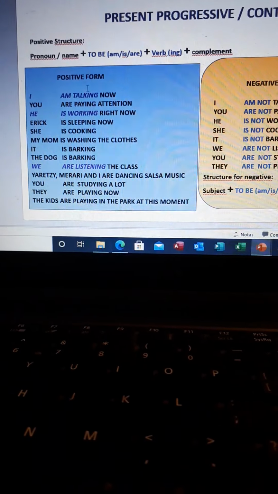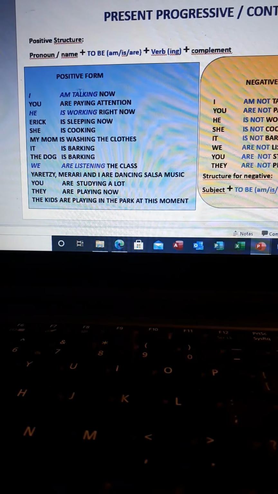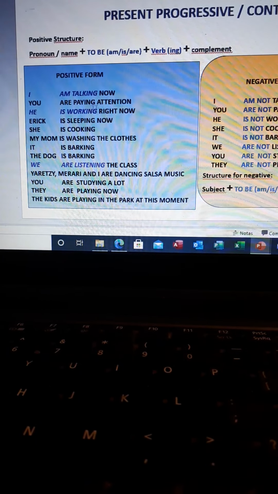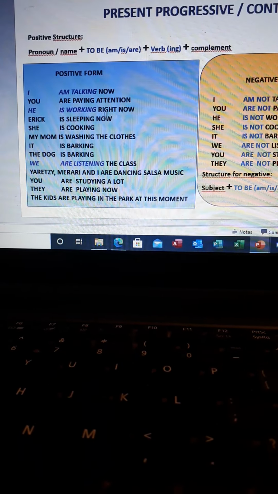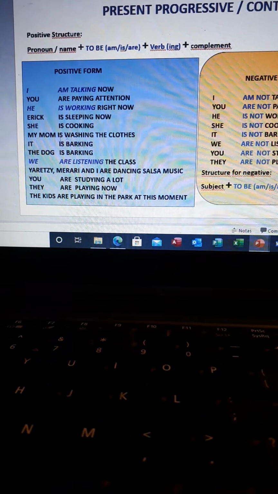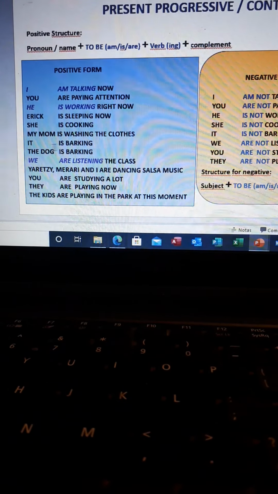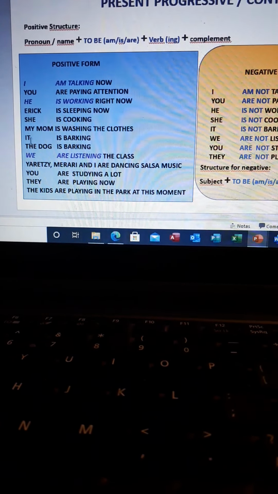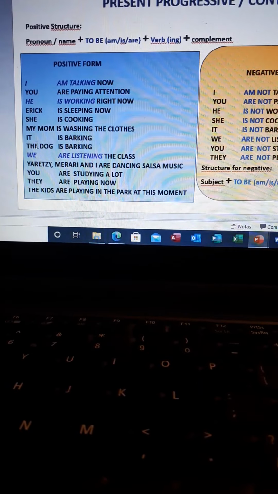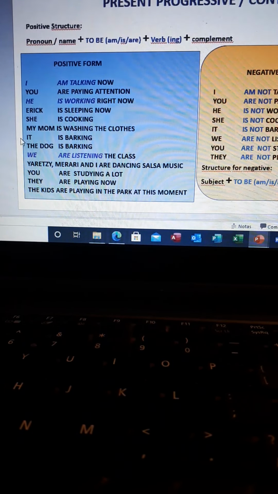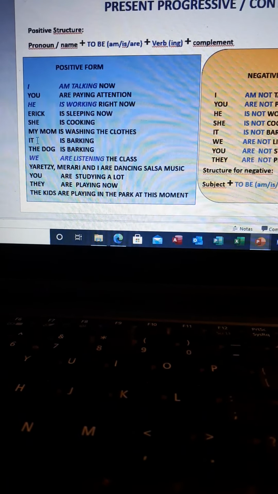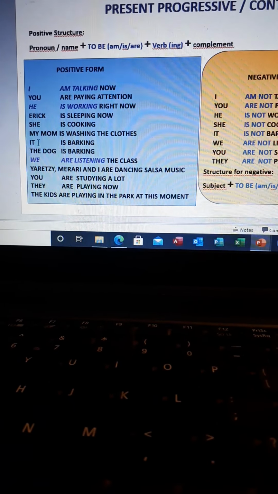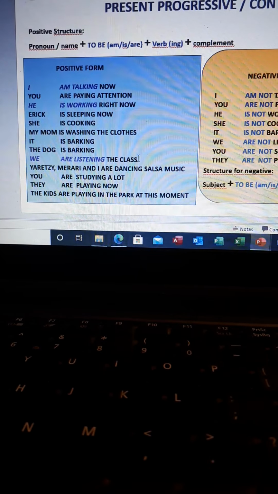So let's see some positive examples. I am talking now. You are paying attention. He is working right now. Eric is sleeping now. She is cooking. My mom is washing the clothes. It is barking. The dog is barking. So it and the dog is the same. You can say it or you can say the dog. Remember that it is for singular things or animals.